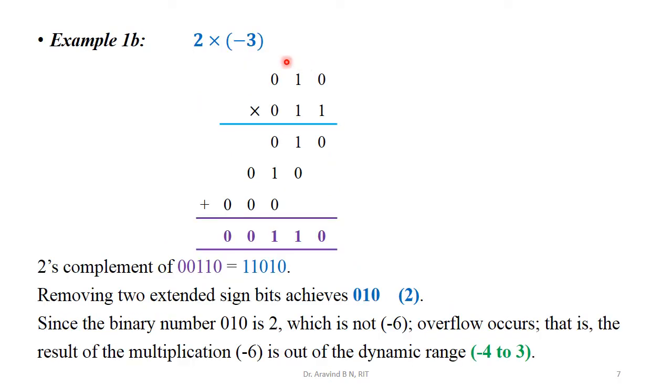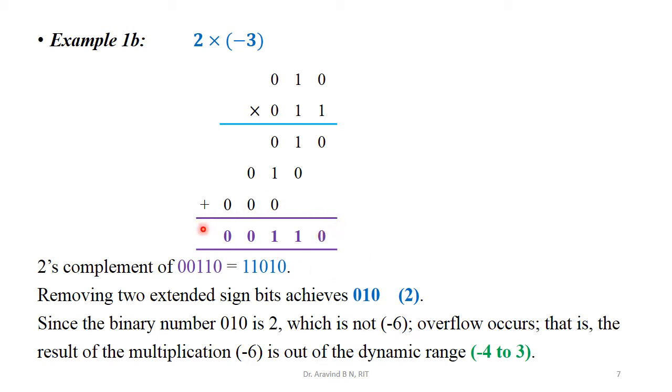Getting into one more example, 2 into -3. One is positive, another is negative, so the answer must also be a negative number. The equivalent of 2 is 0, 1, 0. The equivalent of +3 we are going to consider, which is 0, 1, 1. Now perform the procedure. 1 into all these three values we get 0, 1, 0. 1 into these three we get 0, 1, 0. Then 0 into these three we get 0, 0, 0. Add them together, we are going to get this as the answer.